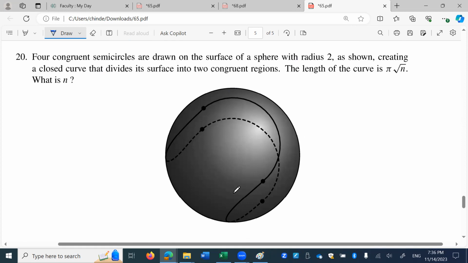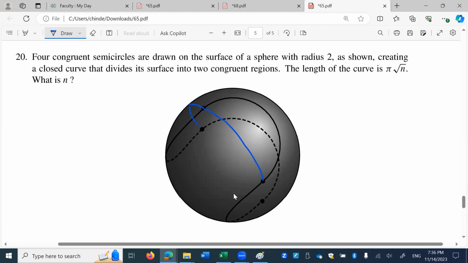Four congruent semicircles are drawn on the surface of a sphere, radius 2, creating a closed curve that divides the surface into two congruent regions. And the length of the curve is what we're after here. All right, so I'm looking at this like point to point of where one semicircle ends and the other one begins. If I connect all of these, if it's two congruent shapes, then each of these blue arcs has to be a quarter of the way around the circle.